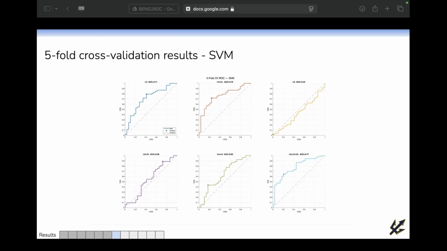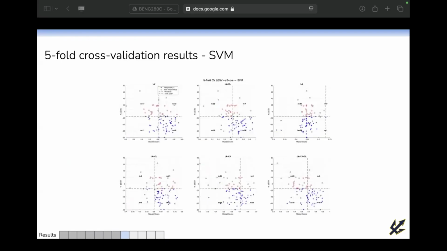So here are the results for the five-fold cross-validation for the SVM. Again, this is the original model used in the paper. If we look at the left ventricle, it dropped from 0.88 to 0.71. And then if you add clinical, you increase it. If you add atrial, you increase it even more. So about the same trends that we've been seeing before. Here are the associated scatter plots, with again much more reasonable results.